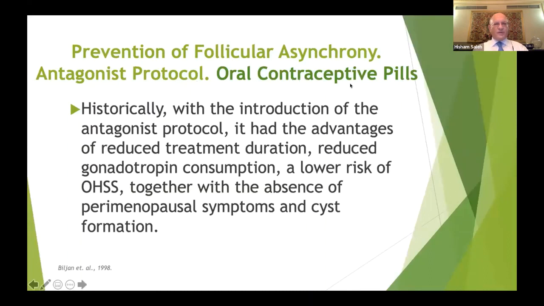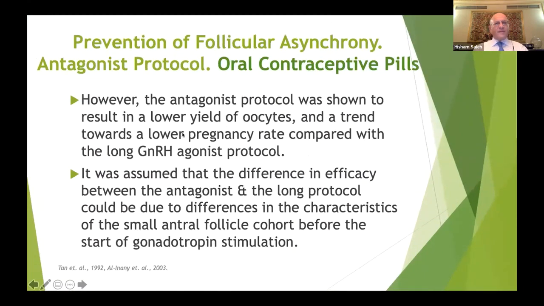First, oral contraceptive pills. Historically, the introduction of the antagonist had the advantages of reducing treatment duration, reduced gonadotropin consumption, a lower risk of ovarian hyperstimulation, together with the absence of perimenopausal symptoms and cyst formation. However, the antagonist protocol was shown to result in a lower yield of oocytes and a trend towards a lower pregnancy rate compared with the long protocol.